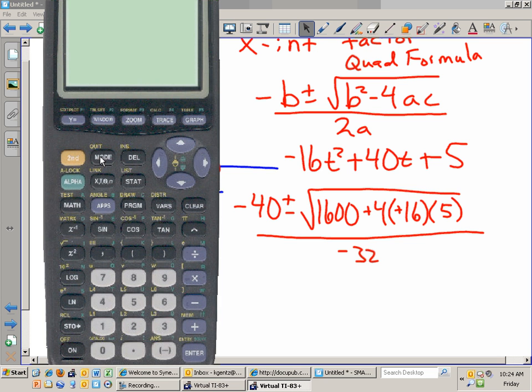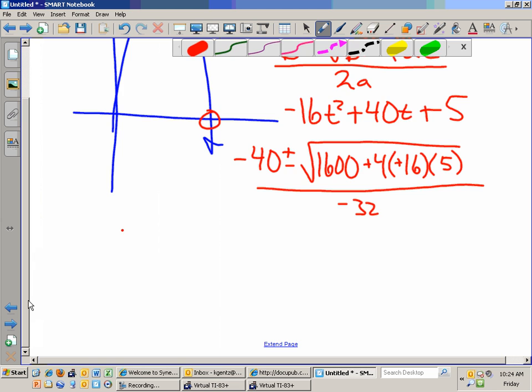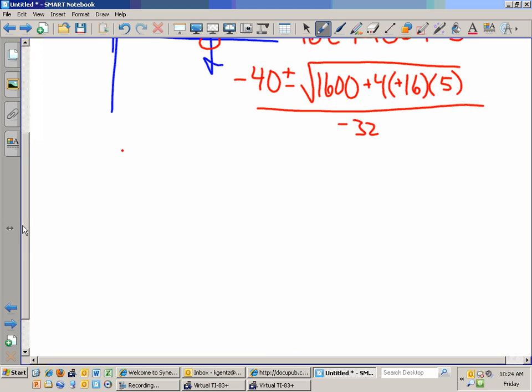I'm just plugging in the values of the quadratic formula. What do I do first? 1,600 plus 4 times 16 times 5? 4 times 16 times 5 is 320, and then I add that to 1,600. I get 1,920. So it looks like my quadratic formula, I can rewrite it to look like this. Negative 40 plus or minus the square root of 1,920, all divided by negative 32.